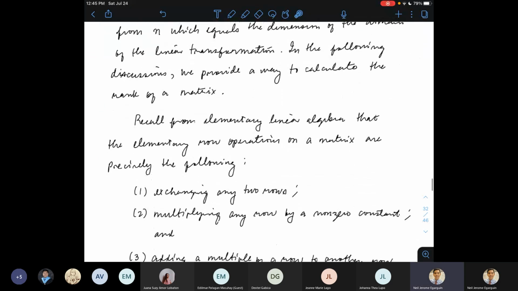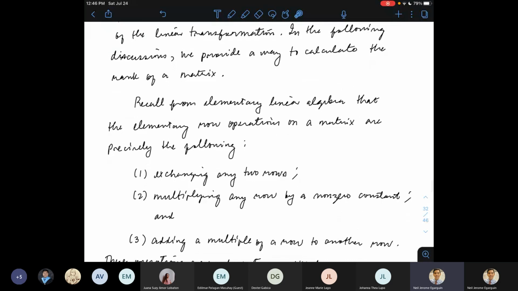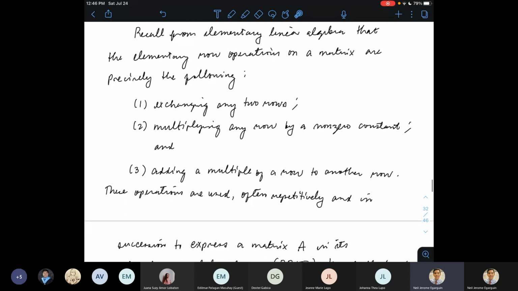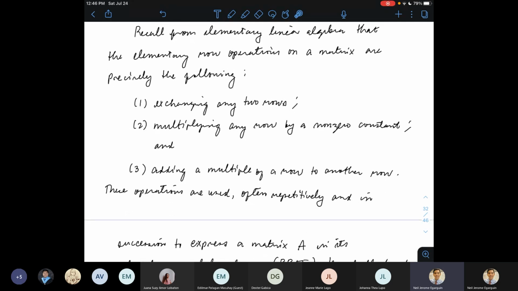Okay. Now, how do we find the rank exactly? That's why I need to recall here elementary row operations. So show of hands, sino yung familiar pa rin with elementary row operations? Or kinalimutan nyo na talaga siya? Okay, good. Jeng, who else? Okay, I'll assume na ayaw nyo lang magtaas ng kamay.